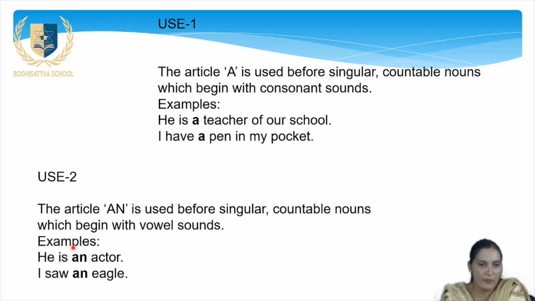Now look at the examples. He is an actor. In this sentence, the article an is used before the noun actor, because actor begins with a vowel sound, so the article an is used here. And now look at the next sentence. I saw an eagle. In this sentence, an is used before the noun eagle, because E is a vowel letter, and the sound is also a vowel sound.